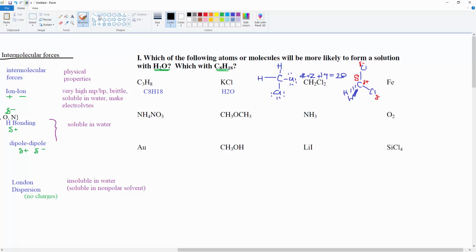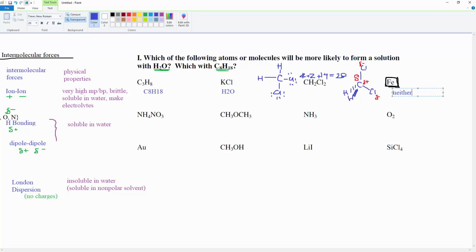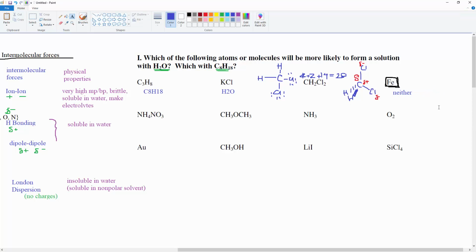All right. For some reason, when I made this worksheet, I decided I'd put in some metal atoms and see what you guys do with them. What would you predict? Just iron. If I dumped a chunk of iron in water and I dumped a chunk of iron in CH18, would you expect to see iron atoms floating around in the water, the CH18? Make it a solution. Yeah, not really. It's just going to sit on the bottom. This was me being tricky, to see if you'd recognize that some things just aren't soluble in either. They're just going to stay by themselves.